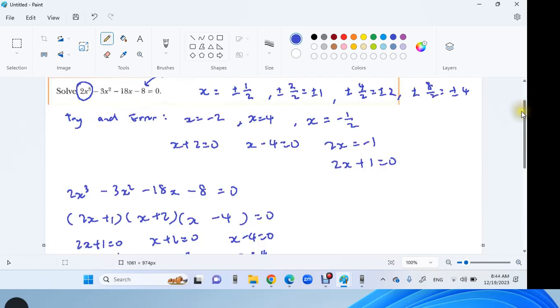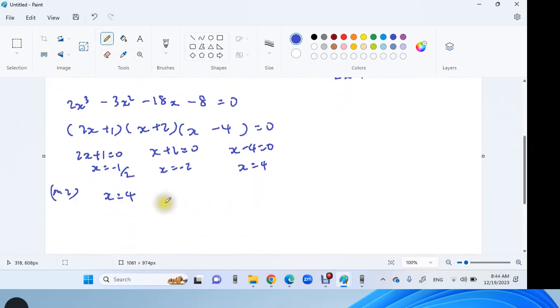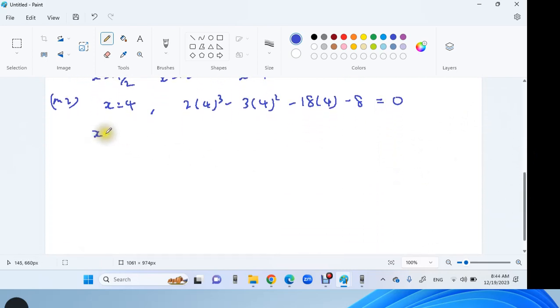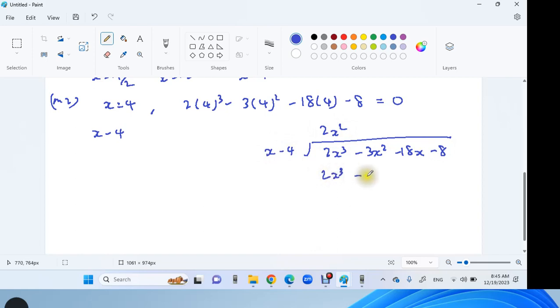x equal to 4. Then this equation 2x cubed, so 2 times 4 cubed minus 3 times 4 squared minus 18 times 4 minus 8, then it will become 0. I don't need to do the calculation. So x minus 4 is the root. We have 2x cubed minus 3x squared minus 18x minus 8 divided by x minus 4, 2x squared. So we have 2x cubed minus 8x squared. Then we have 5x squared minus 18x.